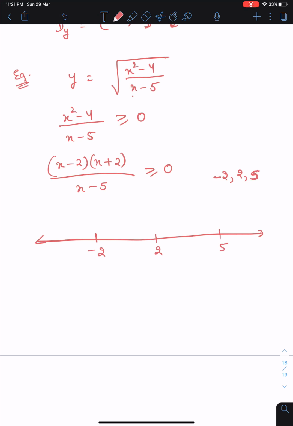Again assign the rightmost with the positive sign, then negative, then positive and then negative. You want greater than or equal to 0. That means you want positive or negative? You want positive. So the positive sign will be your solution, this and this portion. Again I have included minus 2, 2 and 5 because the equal to sign is there. So what is the domain of y? Your answer will be wherever you see the positive sign. That means minus 2 to 2 union 5 to infinity.